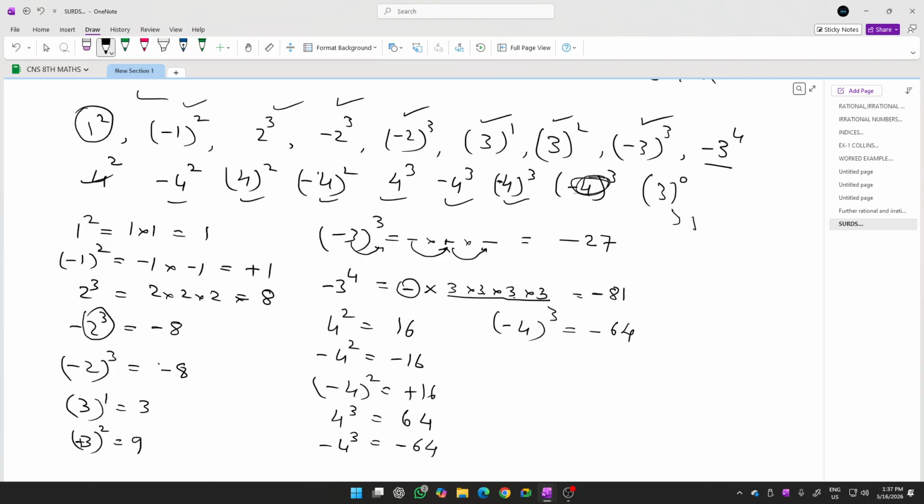And this is repeated now. 3 raised to 0. Anything raised to 0 is 1. Minus 3 raised to 0. Again 1. 2 raised to 0. Again 1. Minus 2 raised to 0. Again 1. Anything raised to 0 will give you the answer as 1.